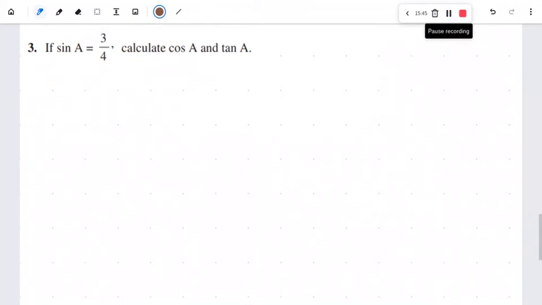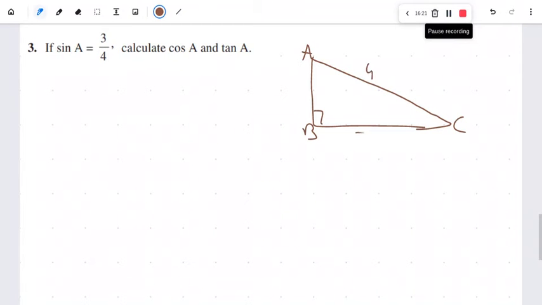So next question is, if sine A is equal to 3 by 4, calculate cos A and tan A. So again, as I say, usually first draw the diagram. Diagram we do not have, we will draw a diagram here. So right angle triangle ABC, we can take right angle at B. Now what we have is sine A is 3 by 4. Sine is opposite side divided by the hypotenuse. So this hypotenuse is 4 and this is 3.